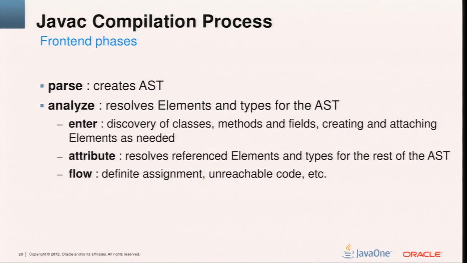The reason why I organize the phases in this way is that using the com.sun.source APIs, we can call parse and analyze independently, but we can't really run just enter and not attribute and get the results. We may call parse and analyze and get the attributed AST.